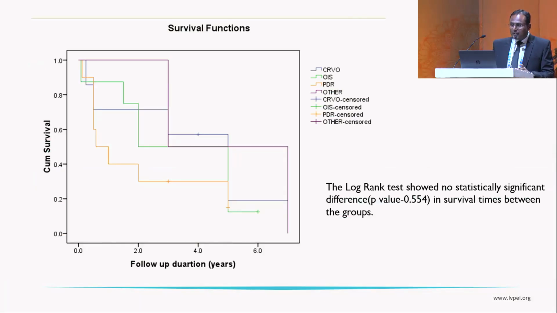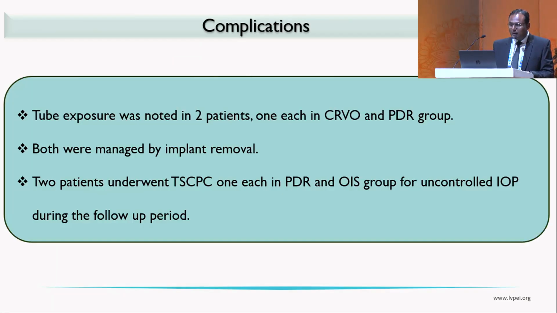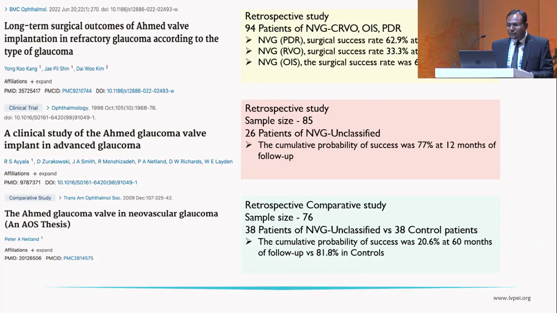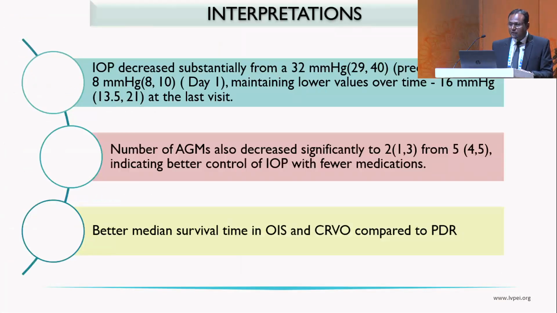The median and mean survival times were better in the OIS and CRVO group and less in the PDR group because of the progressive nature of the disease and a higher IOP at presentation in the PDR group. As for complications, there were 2 complications: tube exposure noted in the CRVO and PDR groups, and 2 patients underwent TSCPC in the PDR and OIS groups for uncontrolled IOP. Compared with the literature, our study showed a better outcome in the OIS and CRVO groups than in the PDR group, because PDR group patients had persistent neovascularization as well as worse visual acuity at presentation.